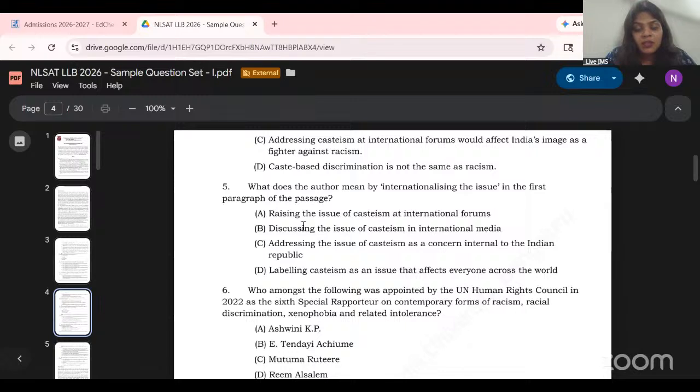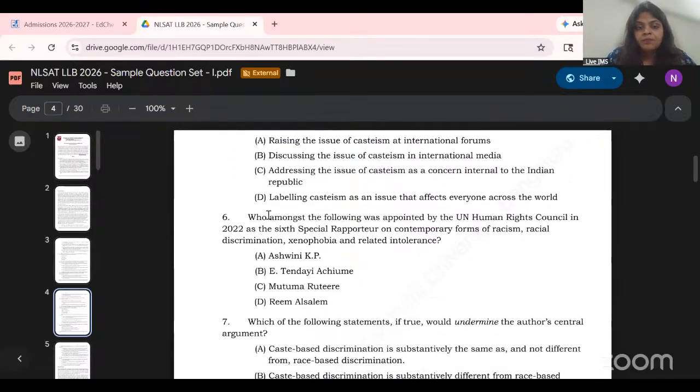If we look at option B, which is talking about discussing the issue of casteism in international media, we will discuss it when it is recognized in the first place that this is an issue. So we are talking about raising this issue in the first place. This issue needs to be raised, internationalization of the issue, understanding that this issue requires, I would say, attention. So that is why A is your correct answer.